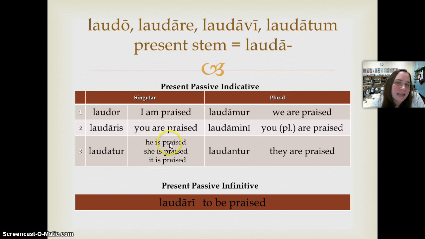Laudator, passive: he is praised, she is praised, it is praised. Our present passive infinitive is the second principal part, laudare, with the E removed and replaced with an I. Translated, to be praised.